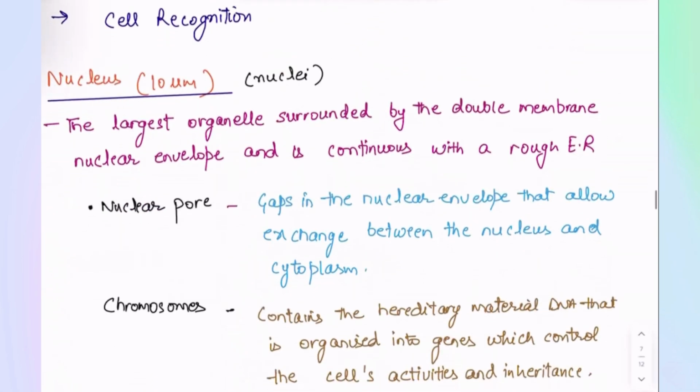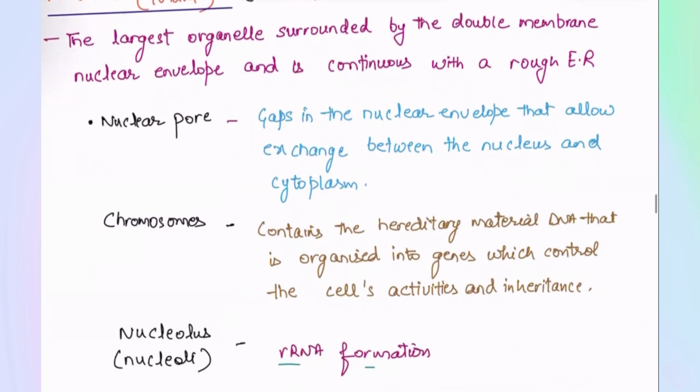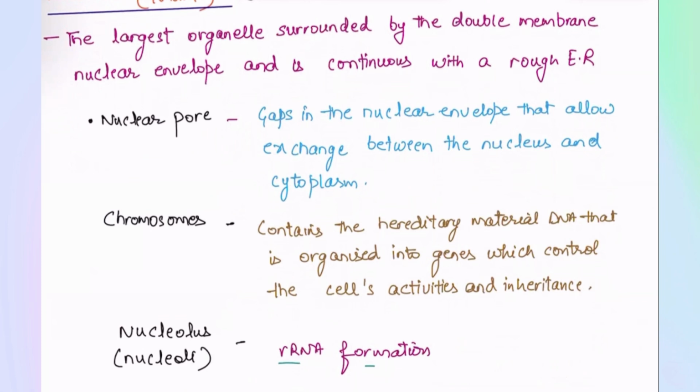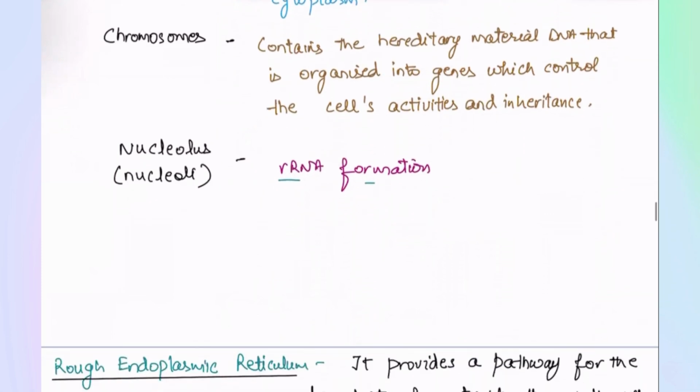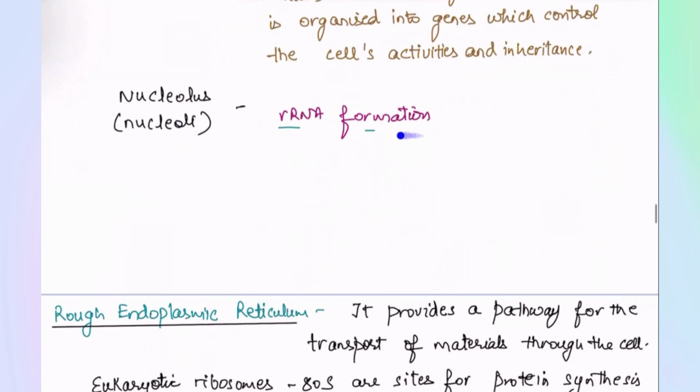Next important organelle is the nucleus. Nucleus, plural nuclei, this is the singular form. The largest organelle is surrounded by a double-membrane nuclear envelope and is continuous with the rough endoplasmic reticulum. It has nuclear pores present on the nuclear envelope. These nuclear pores are small gaps in the nuclear envelope that allow exchange between the nucleus and cytoplasm. Chromosomes contain the hereditary material DNA that is organized into genes which control the cell's activity and inheritance. The nucleolus, present inside the nucleus, also called nucleoli, helps in the formation of RNA, rRNA.